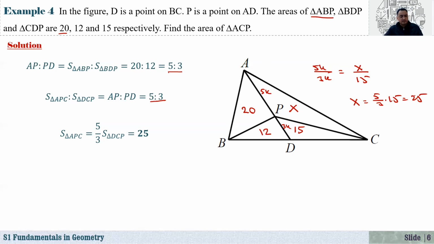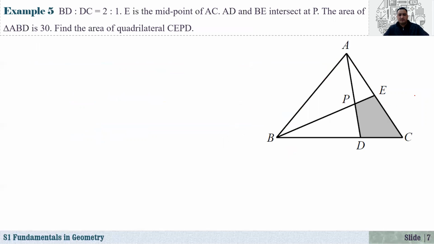Okay, sometimes using the names of the vertices, we can actually get the solution much faster. All right, another example, let's say example 5. We are given another problem. We need to find the area of the shaded region.